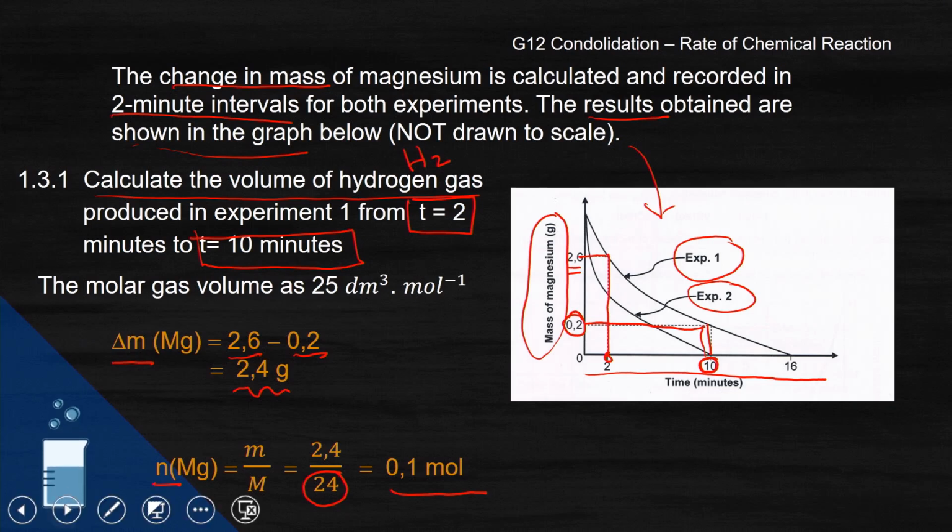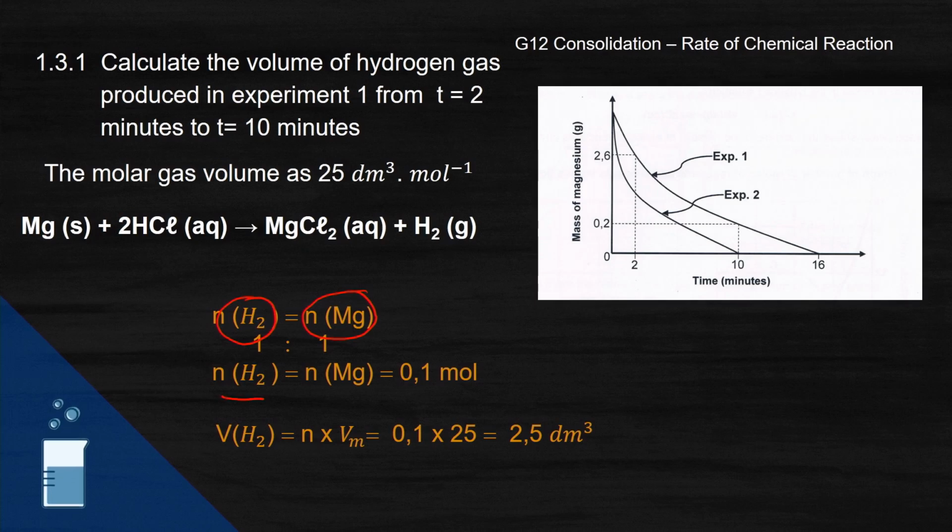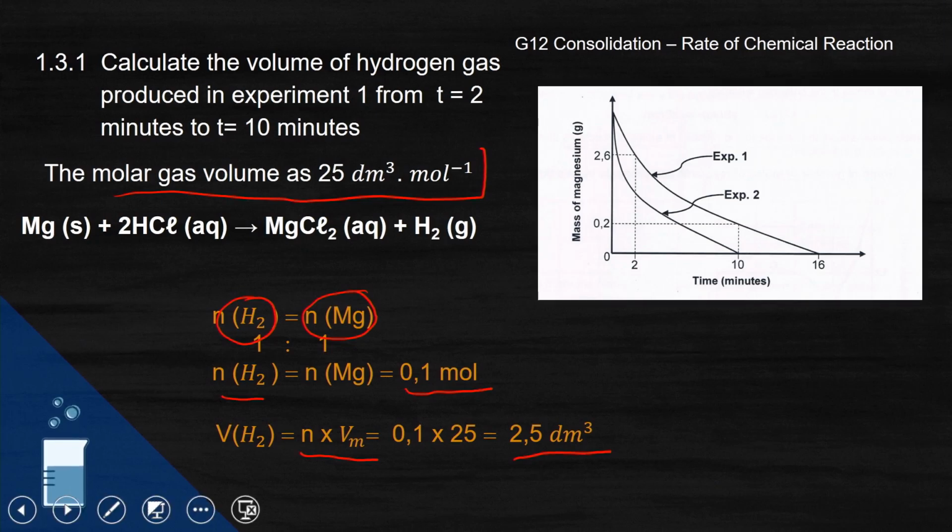We have to do something with that 0.1 now, and we're going to look at the mole ratio. So we have got the number of moles of hydrogen formed is the same as the number of moles of magnesium used up. So number of moles of hydrogen equals 0.1 mole. We want to find out the volume. That's what they're asking us for, the volume. So volume is equal to number of moles times the molar volume, which they have given to us in this question. 0.1 times 25 is equal to 2.5 decimeters cubed of hydrogen gas that is formed.